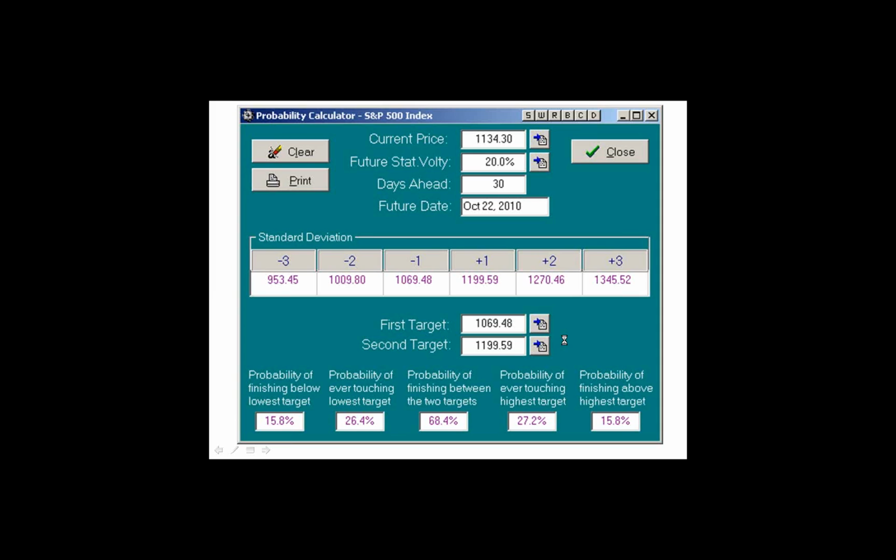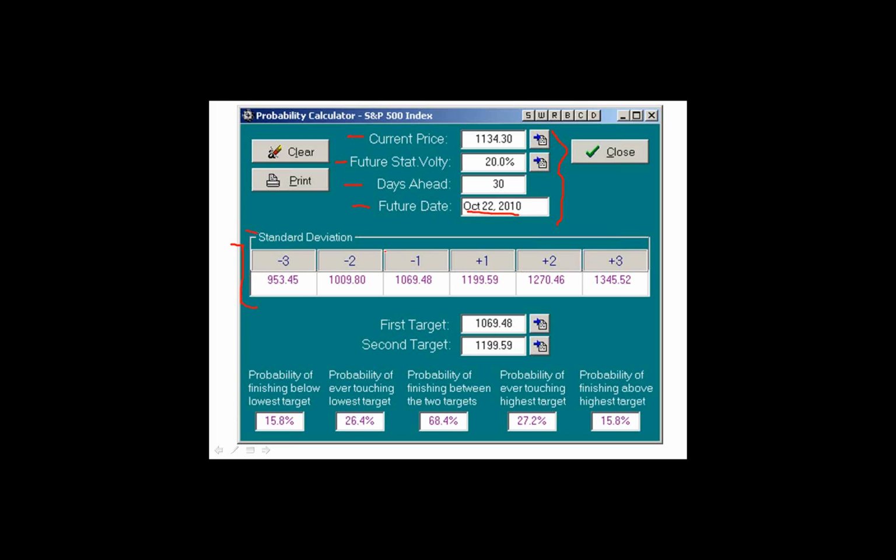But here's what we do. Up at the top, we fill in the current price and the volatility that we feel is going to take place in the future. We're going to predict out days ahead. In this case, we're just looking at 30 days ahead, and then the future date, of course, it just fills in automatically. When you fill in this data, it then assigns the standard deviation borders.